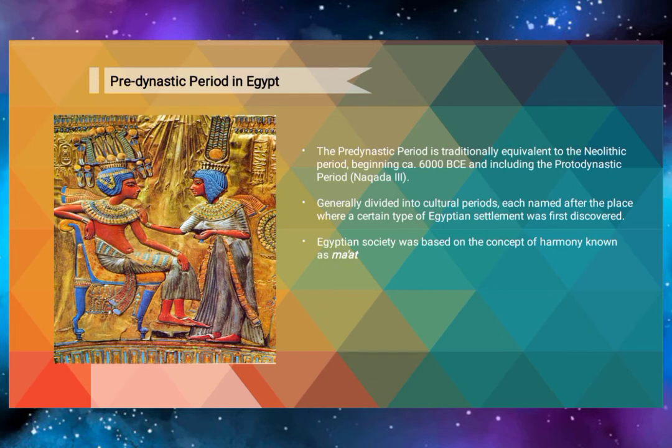Egyptian society was based on the concept of harmony known as Ma'at. Ma'at is the ancient Egyptian goddess of truth, justice, harmony, and balance. She is depicted in anthropomorphic form as a winged woman, often in profile with an ostrich feather on her head, or simply as a white ostrich feather.